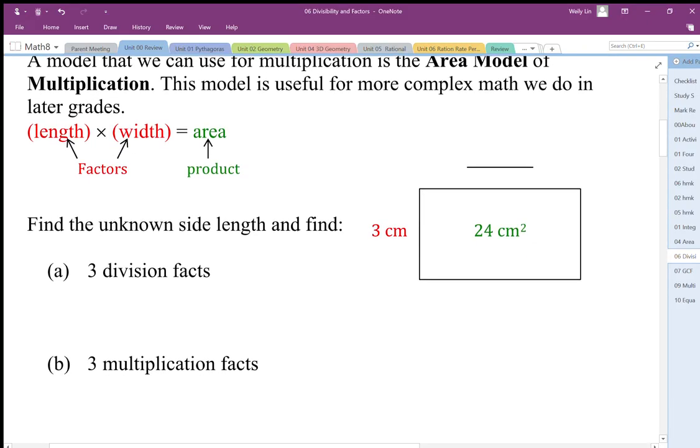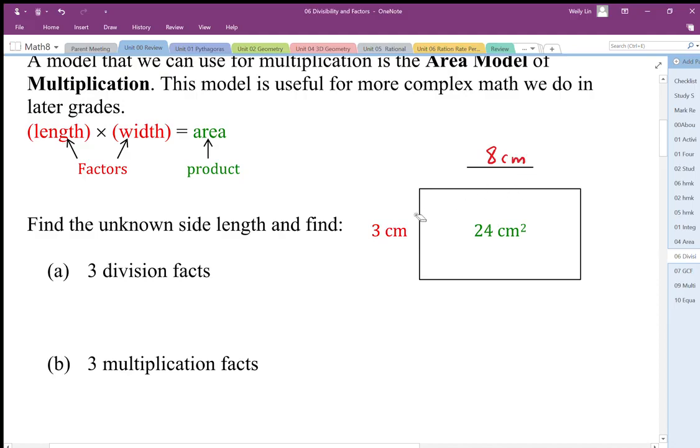So looking at this picture here, this is our area model. We have a length, we have another length here, and we have the area inside. And if we have the area of 24, we can ask the question, what times 3 centimeters is going to give us the area of 24 centimeter squares? And the answer to that would be 8 centimeters.